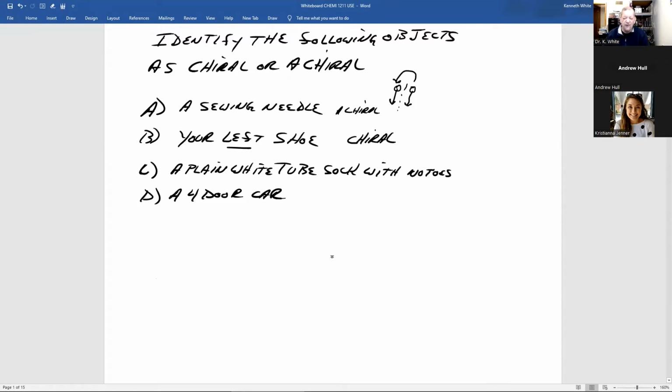Now, a plain tube sock with no toes, you know, women have those, but men don't. But now it's time for artwork again.